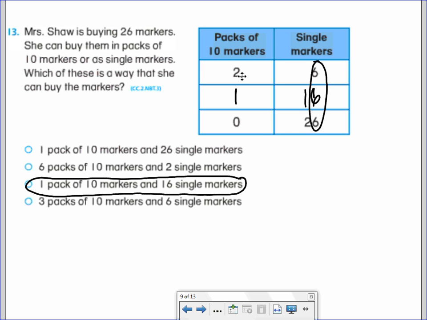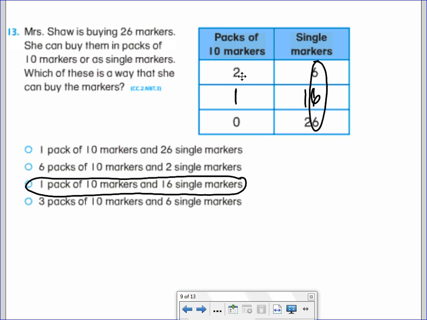1 pack of 10 and 26 singles. Who can tell me how many markers that would be? Matthew. 36. Good job. 6 packs of 10 and 2 singles. Who can tell me how many markers that would be? Vincent.